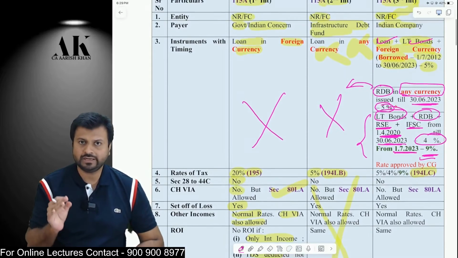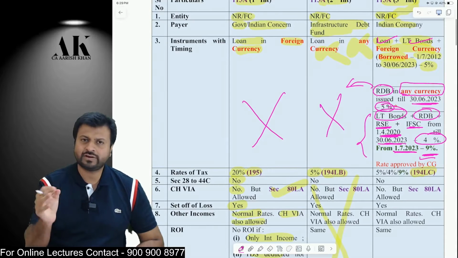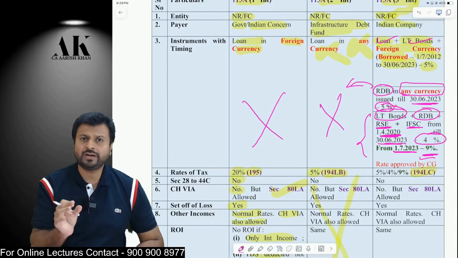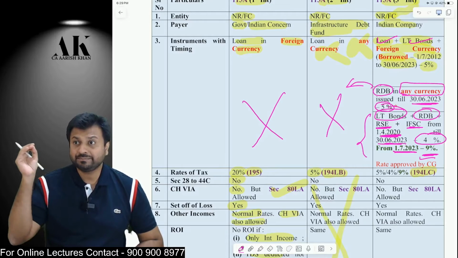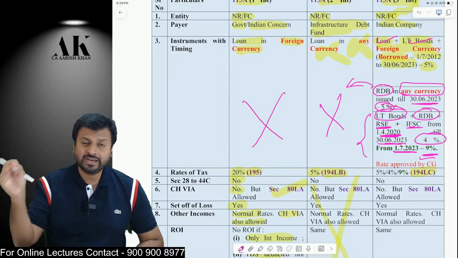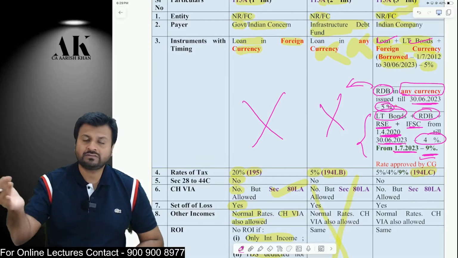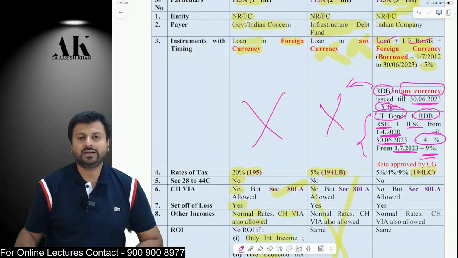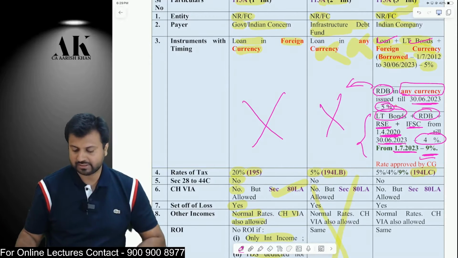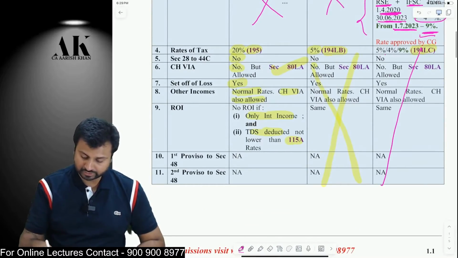5% normally. Okay. Rupee denominated bonds also 5%. But if the rupee denominated bonds and long-term bonds are purchased through a recognized stock exchange in IFSC and it is till 30th June 2023, then 4%. After 30th June 2023, then it is going to be how much? It is going to be 9%. Rest all is same as the first section.